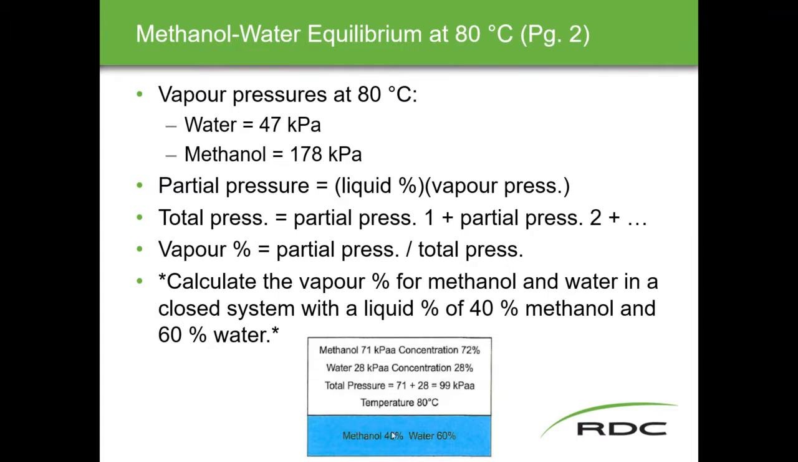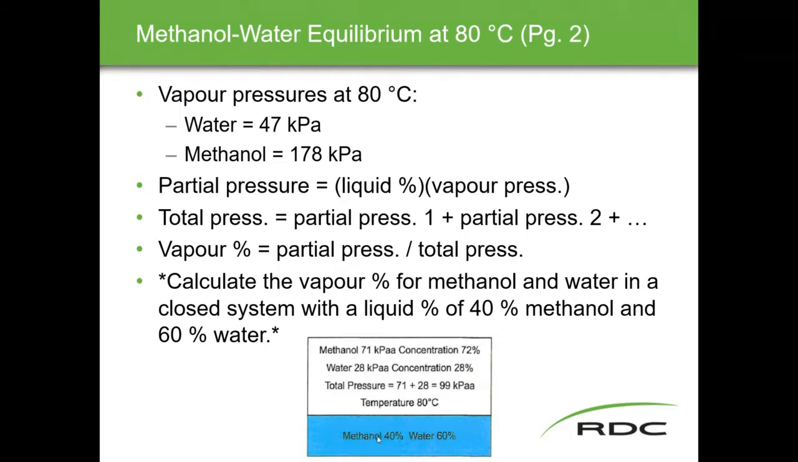Okay, so if you weren't paying attention, or weren't following along in the textbook again here, we're looking at 80 degrees Celsius. How much vapor pressure do we get from a mixture that contains 40% methanol and 60% water? If we know that at this temperature, water contributes 47 kPa vapor pressure, methanol contributes 178 kPa of pressure, then we take our percentages here. So 0.4, representing 40%, times our 178 kPa gives us 71 kPa. We take our 0.6, representing 60% of the water, multiply that by 47 kPa. That gives us 28. So we got 71 and 28 as the vapor pressure contributions from this mixture, which represents vapor concentration or percentage of 72% for the methanol and 28% for the water. The overall or total pressure inside this container at 80 degrees based on this mixture is 99 kPa.